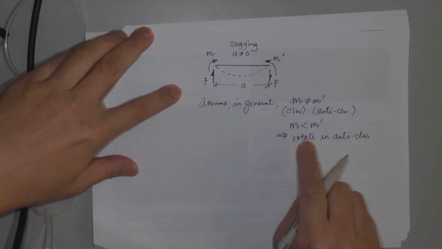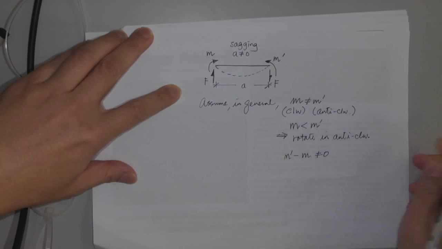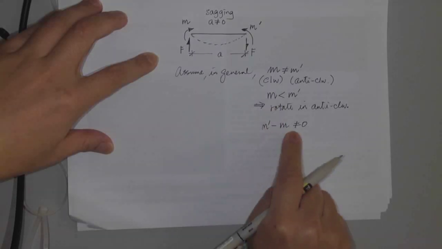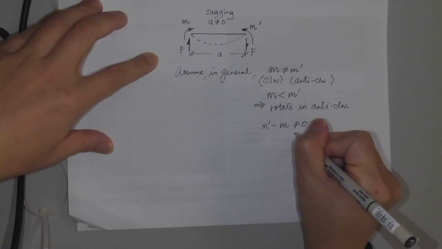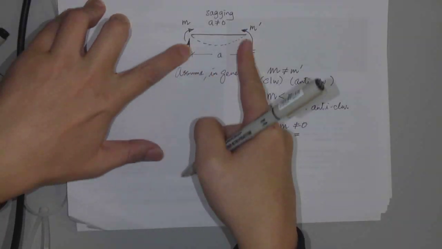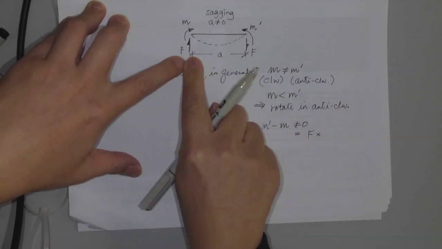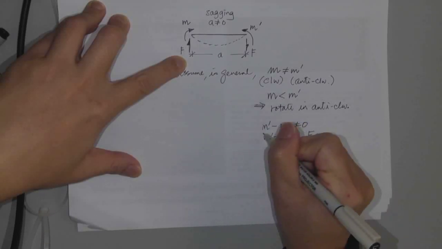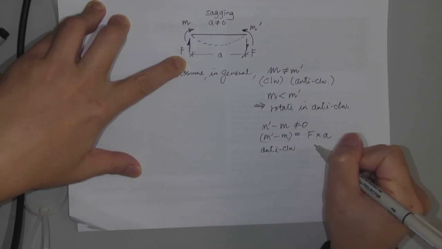Okay? So this m prime minus m is not 0. The anti-clockwise is larger than the clockwise, so it's not 0. That thing should be balanced by something. That anti-clockwise moment should be balanced by this pair of shear force. F times the distance between them. So on the left side, you have anti-clockwise. On the right side, you have clockwise.